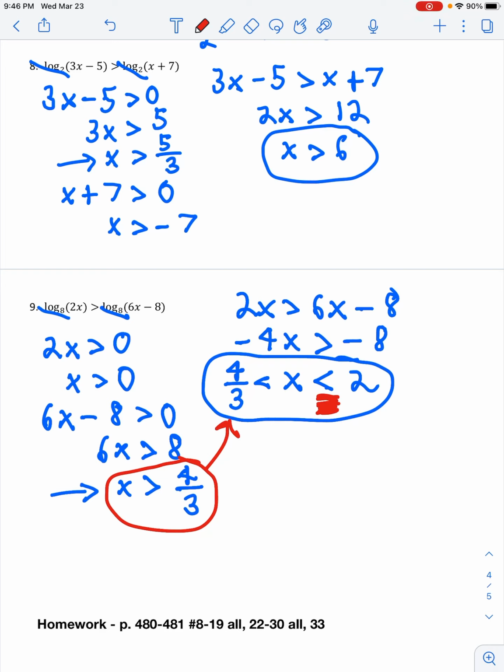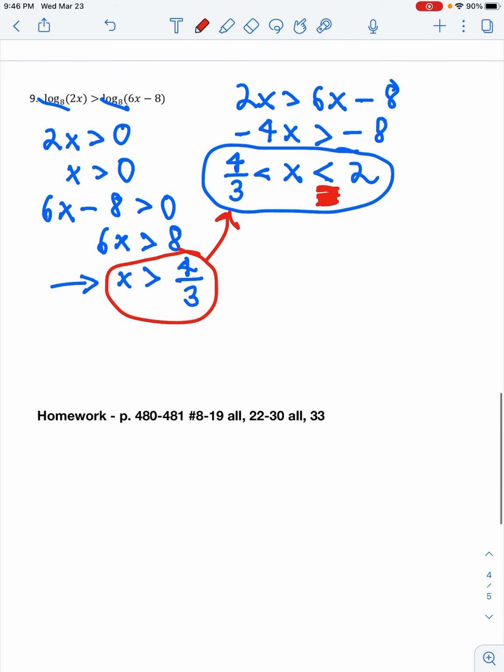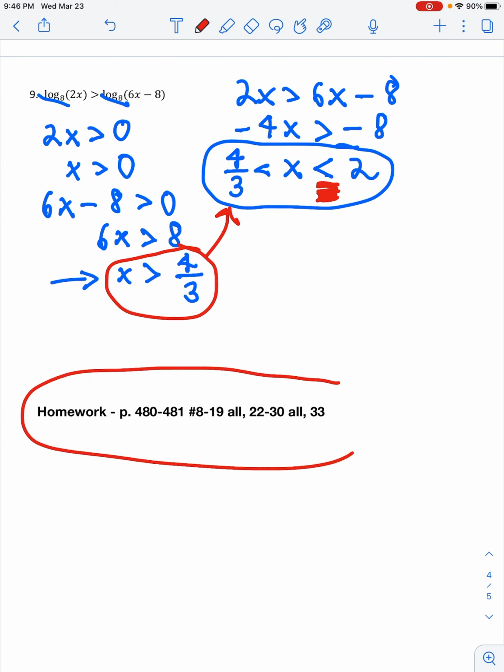So that's your lesson on solving log equations and inequalities. We're using the properties at the top on the PowerPoint slide, and the homework you have is right here. It can be found in Canvas, page 480 to 481, 8 to 19 all, 22 to 30 all, and 33.